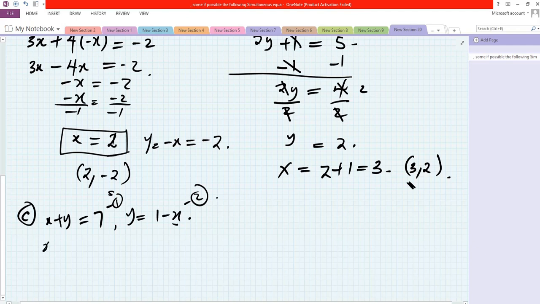So now we'll say x plus 1 minus x equal to 7. Now this minus this will be 0. So you have 1 equal to 7, which is not possible.